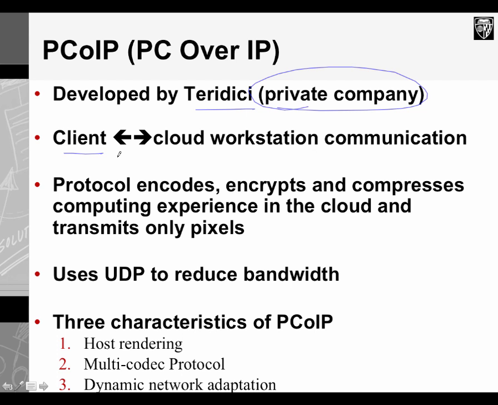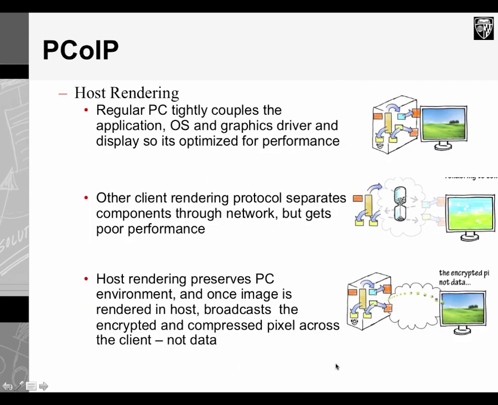in the local client. The protocol encodes, encrypts, and compresses all the data that is in the cloud desktop and then transmits those pixels to the client so that the client can display it. So it makes it look like your desktop is running right there. It uses UDP to reduce the bandwidth. There are three characteristics of PCoIP that I would like to go over. One is host rendering, the other one is multi-codec protocol, and the third one is dynamic network adaptation. So let's look at that.